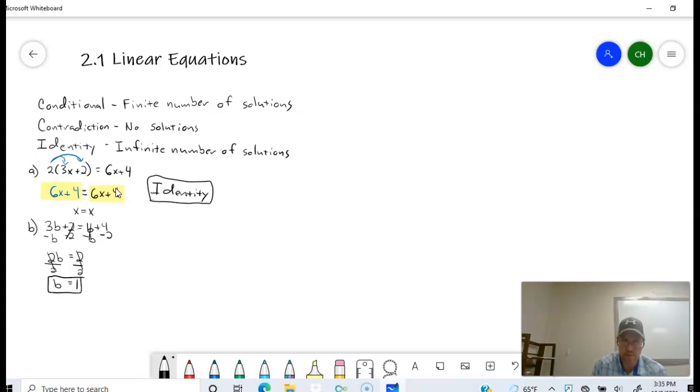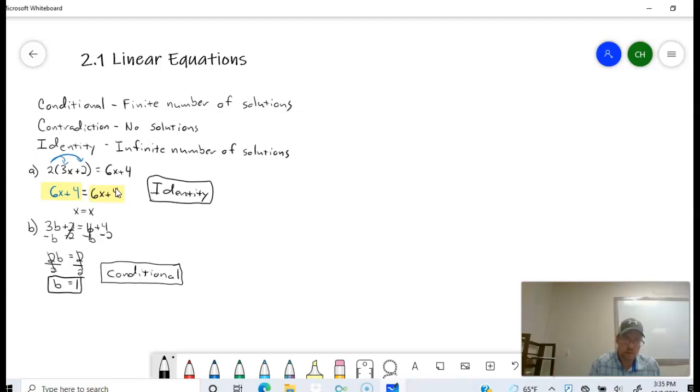That's a finite number of solutions. That is conditional. That is how most of the ones we get will be. And you got to make sure you watch the directions. The directions on these probably don't say to solve. They probably say to state whether it's an identity, conditional, or a contradiction. So you got to make sure you watch that closely. It may have you do both. Make sure you're watching that pretty closely.